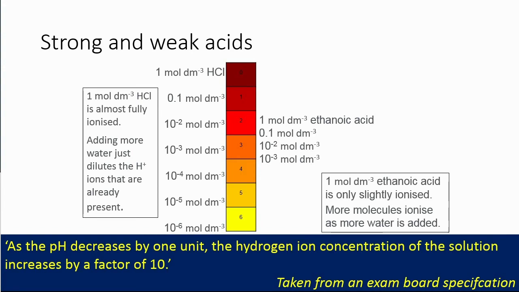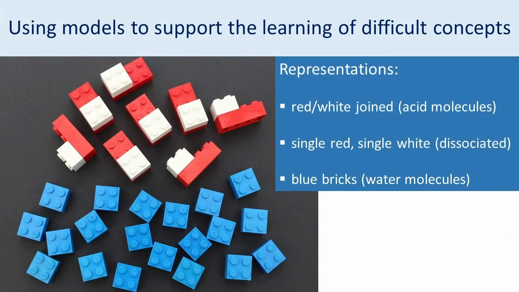This leads nicely into a modelling activity. Making physical models can be a really good way to get the ideas across to your students and often leads to some useful discussions. For example, we can use building blocks to model acid strength. The red and white blocks represent acid molecules, so when they're dissociated you get single red and single white bricks. The blue bricks represent some water molecules in the background.